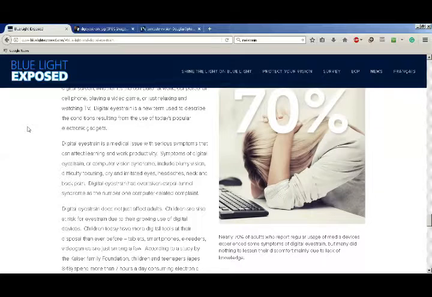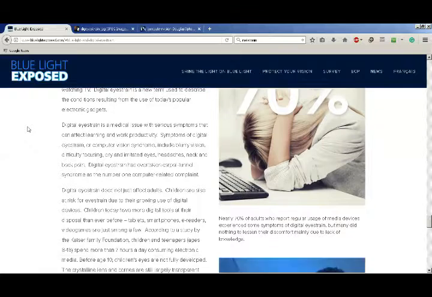It says digital eye strain is a medical issue with serious symptoms that can affect learning and work productivity. Okay, so if you spend a long time on a computer and you're finding that it's harder for you to focus in your everyday life, that is not by coincidence. Okay, if you find it hard to pay attention, or to even do other things like reading and other activities, it's not a coincidence.